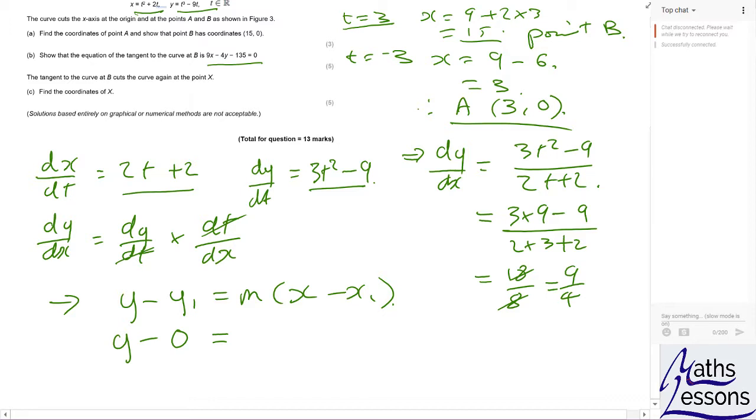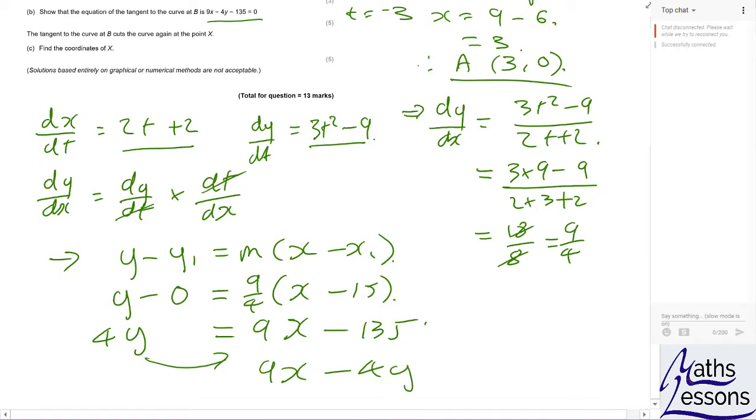I now always multiply by 4 at this point, so we get 4y, and then I can multiply out the brackets: 9x, and then 9 times 15, so 9 times 10 is 90, plus 45 is 135, and it's all looking good. So therefore we bring the 4y to this side, we get 9x minus 4y minus 135 equals 0.